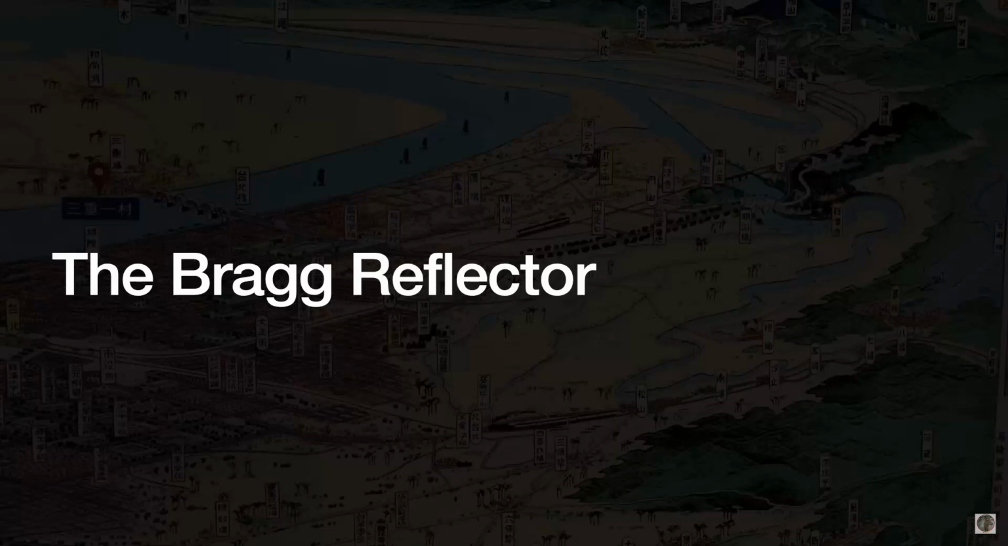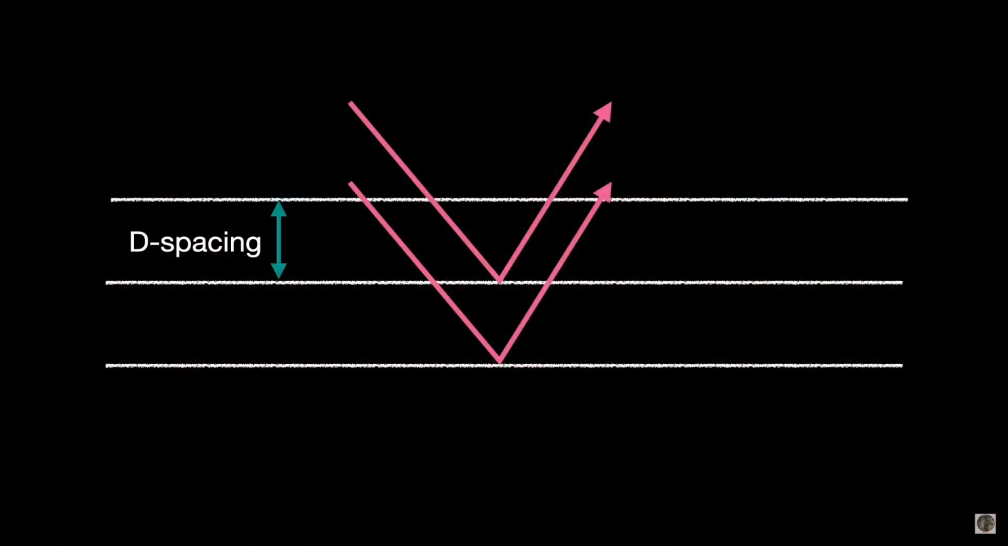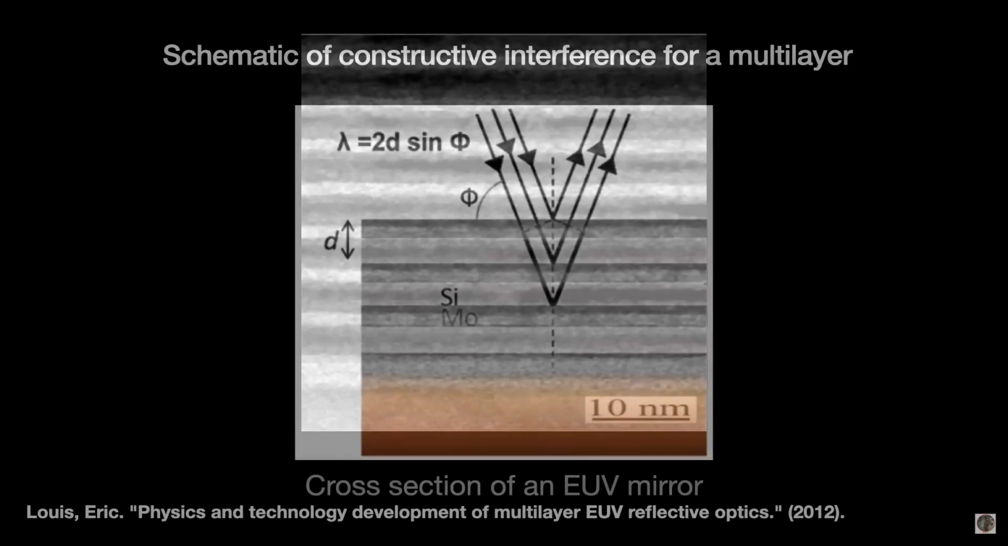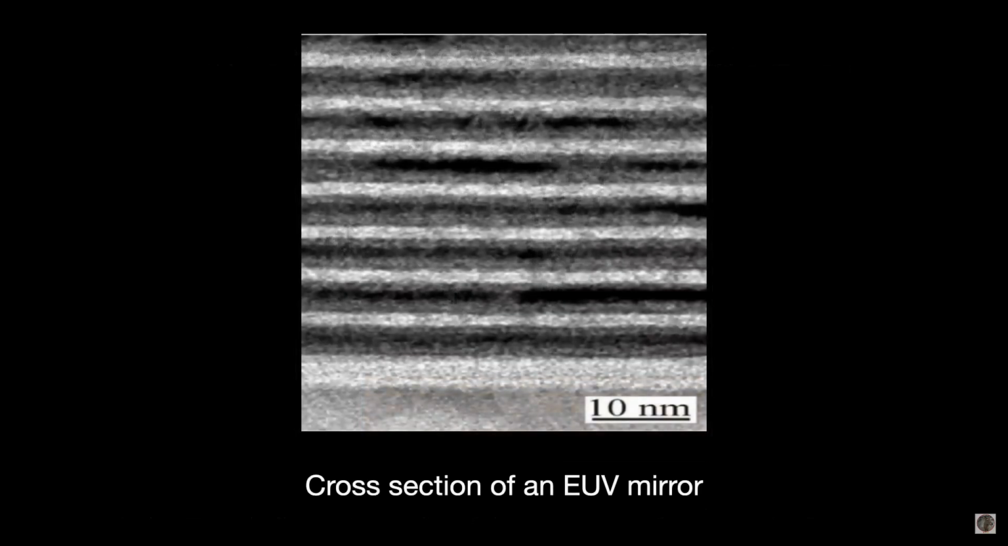It is a stack of multiple alternating reflective layers. If the distances between the layers, or D-spacing, are just right, and if the EUV light hits the mirror at just the right angle, then they will constructively interfere with each other and give us a far more intense reflection than we could ever get with a single surface. The EUV reflections happen at the borders between each of the layers.